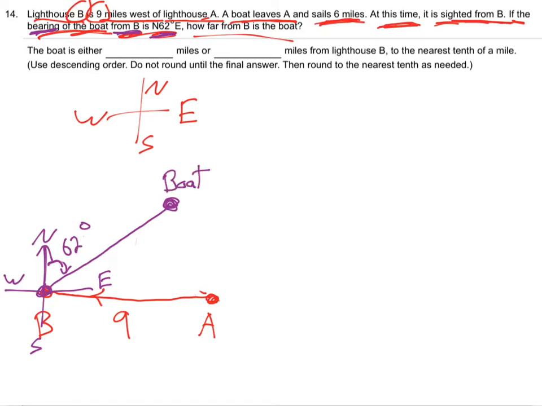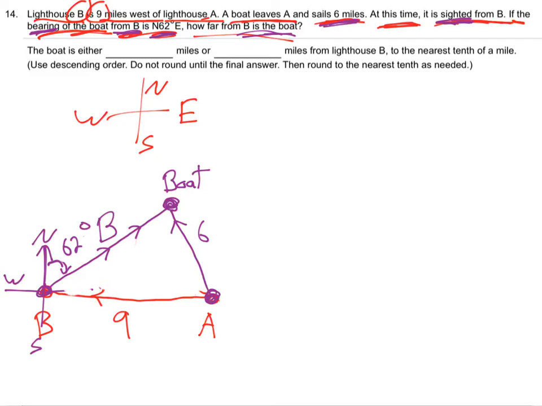Now how far? It went 6 miles, but not 6 miles from B. 6 miles from A, right? It started at A and went 6 miles. And then they see it from B. They sight it, right? It is sighted from B. It didn't leave from B, but it is sighted from it. It left from A, but they saw it from B at north 62 east. So there's the situation. The question is, how far from B is the boat? They want this distance over here, is what they want.